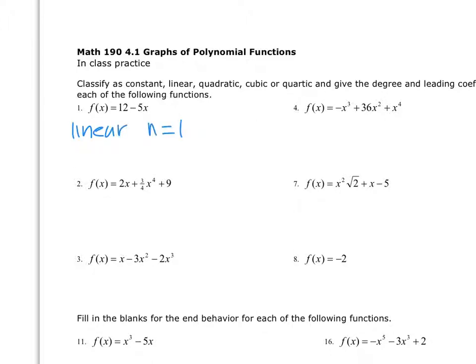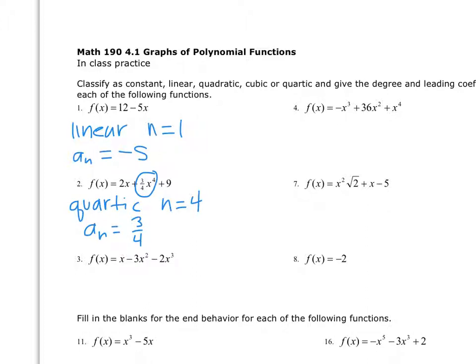the exponent on x is a 1, and the leading coefficient is -5, the coefficient on the x term with the largest degree. Number two, we want to focus on that term that has the largest exponent on x, so that's 3/4 x to the 4th. So that means this is a quartic, has degree 4, and the leading coefficient is 3/4.